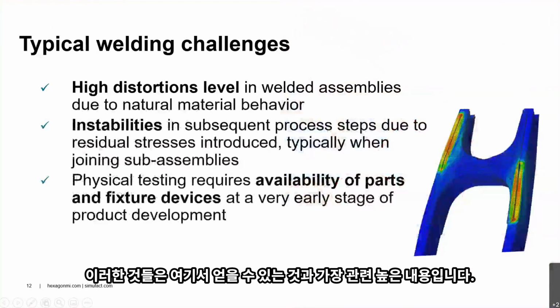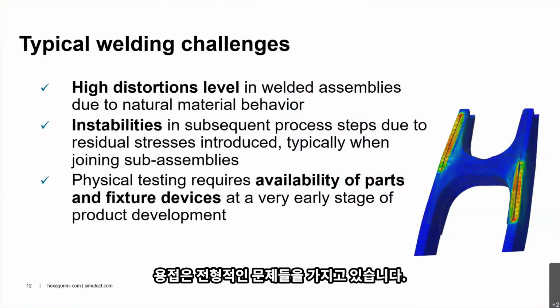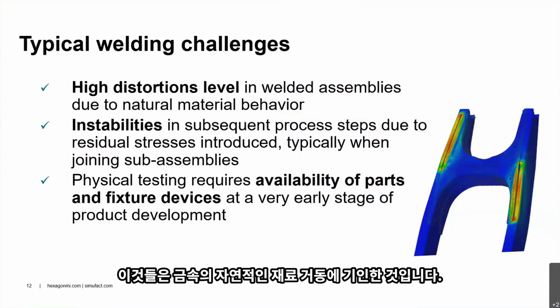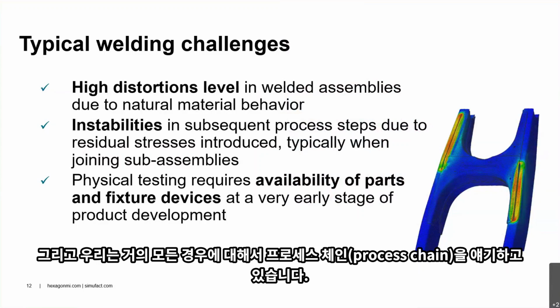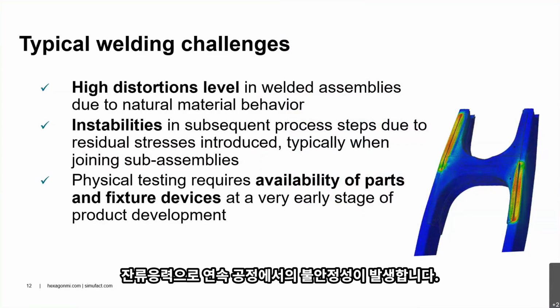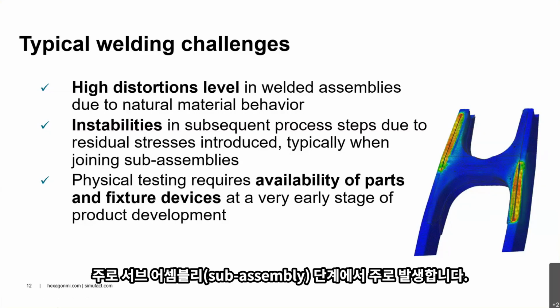And based on this, what are typical welding challenges we are facing? Well, we have differing wall strengths, we have complex welded structures, so there's a high distortion level very often in welded assemblies due to the natural material behavior of metals. And in nearly every case, we talk of a process chain, which is important for us to optimize our structures. So instabilities in subsequent process steps due to residual stresses introduced are a problem, typically when sub-assemblies are joined.